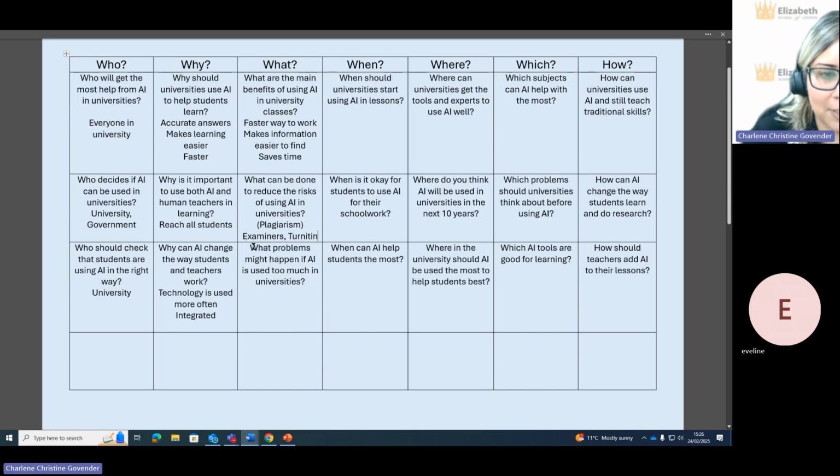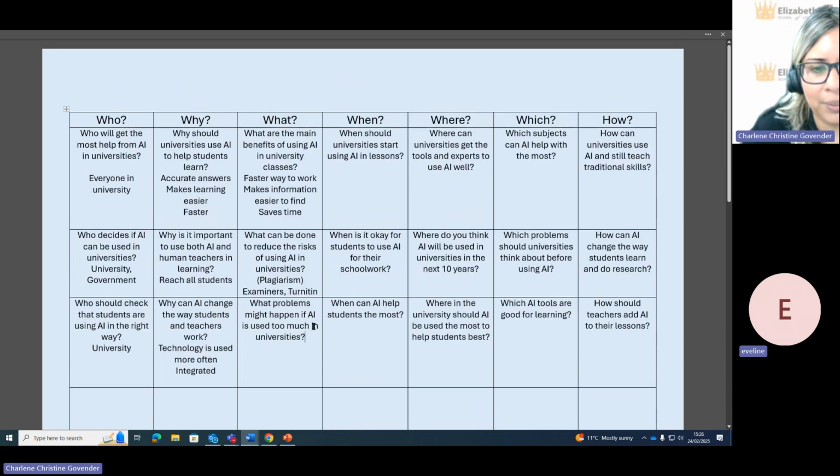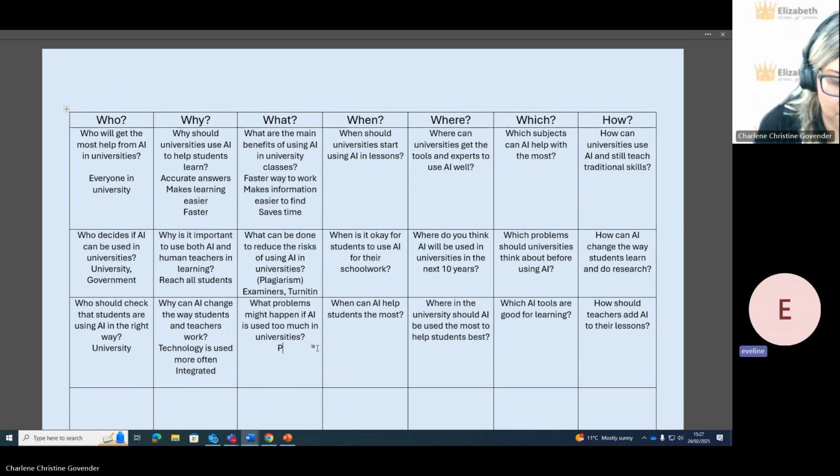Now, the last what question, do you mind reading that out for me? What problems might happen if AI is used too much in universities? What do you think would happen if we are using AI all the time for anything? People will be more lazy. They don't want to have critical thinking. Perfect, that's the word I was looking for. So that's a lack of critical thinking.